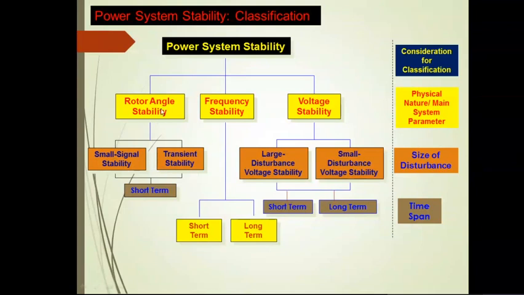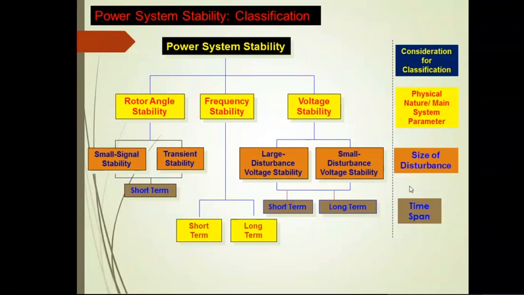And thus, for the case of rotor angle stability, we say it is small signal stability or transient stability. For the case of frequency, we don't define it here based on the magnitude of disturbance. And with respect to voltage stability, we say it is a large disturbance voltage stability and a small signal disturbance here.